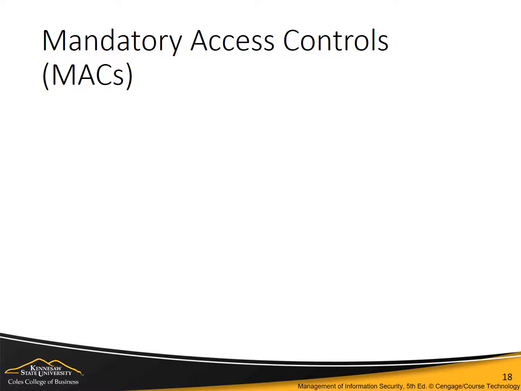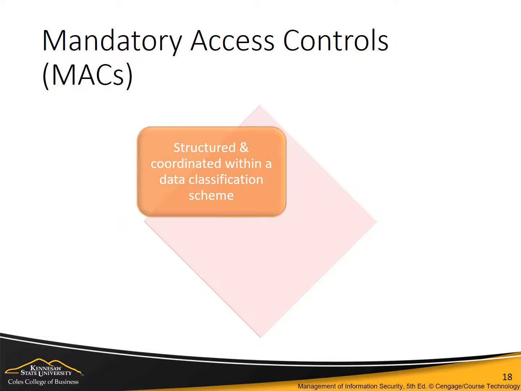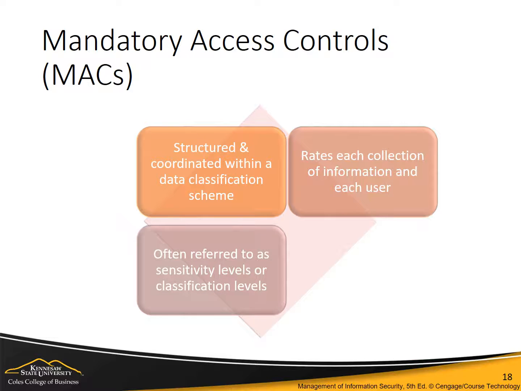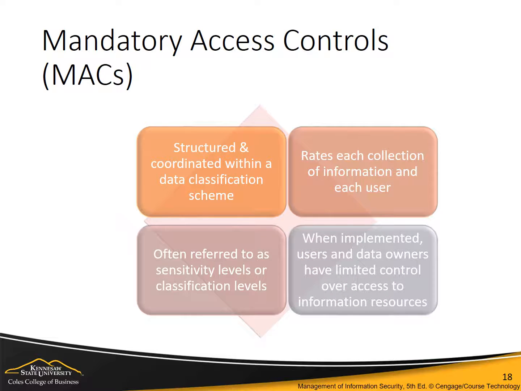Let's move to mandatory access controls. They are required to sufficiently implement the information security plan. They are structured and coordinated within a data classification scheme that rates each collection of information as well as each user. These ratings are often referred to as sensitivity levels or classification levels. When mandatory access controls are implemented, users and data owners have limited control over access to information resources. Instead, access is granted based on specific controls and categories of entities.